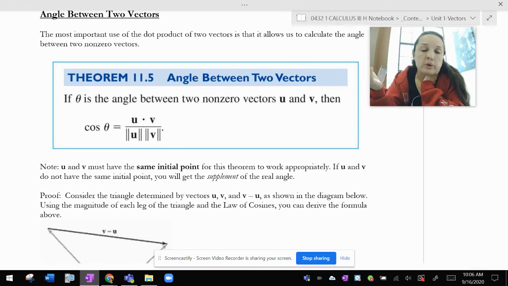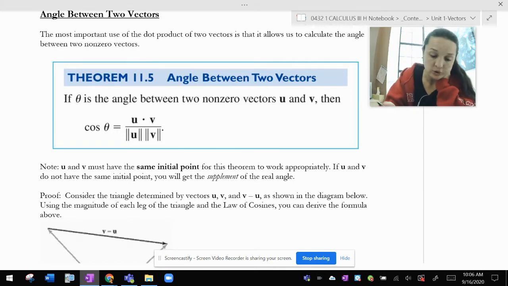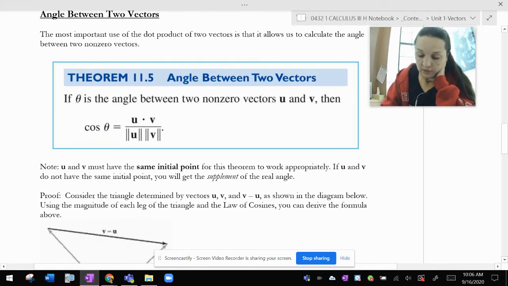So arguably, for our purposes, the most important use of the dot product is as a way to calculate angle measure. Now, obviously, the dot product doesn't just give you an angle because we got some crazy numbers back there, but the dot product itself is part of a formula that will give you the angle between two vectors. So that formula is as follows. Cosine theta equals u dot v divided by the magnitude of u times the magnitude of v.